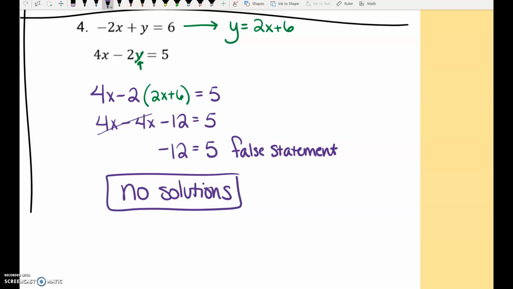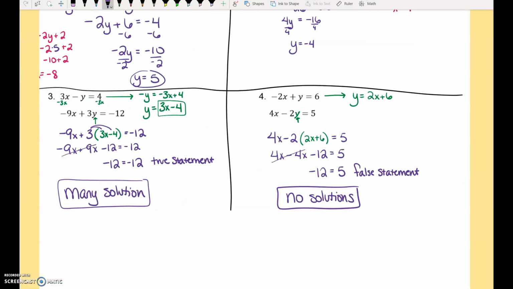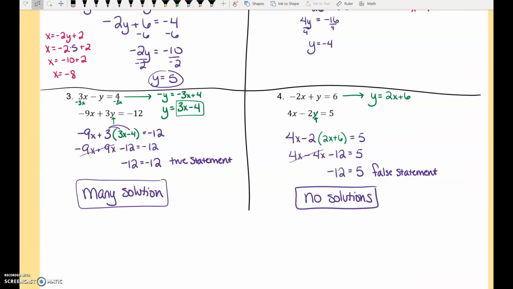Never cross. So what number 3 and number 4 are telling you is if your variables go away and you have a true statement, it's many solutions. If your variables go away and you have a false statement, it is no solutions.